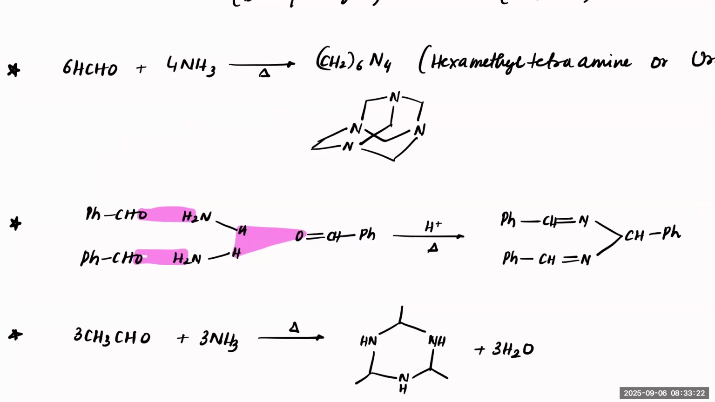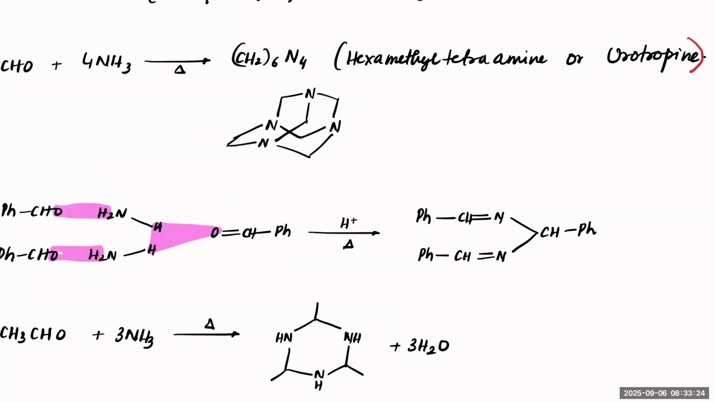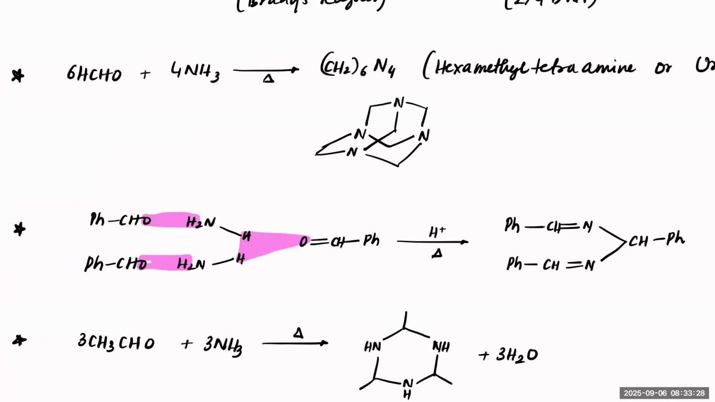Right. So check it out this way: wherever there is CH2, the oxygen and two hydrogens will go away, and the nitrogens will connect with CH2. Like that, between every two nitrogens there is one CH2. Got it? Total 6 carbons and 4 nitrogens. This is the structure, and this is called urotropine structure.